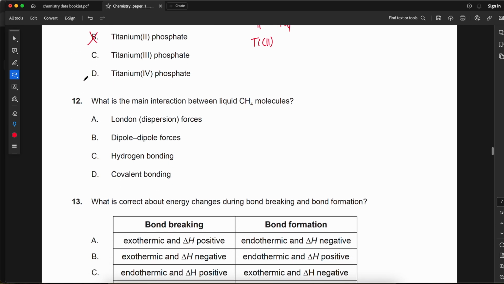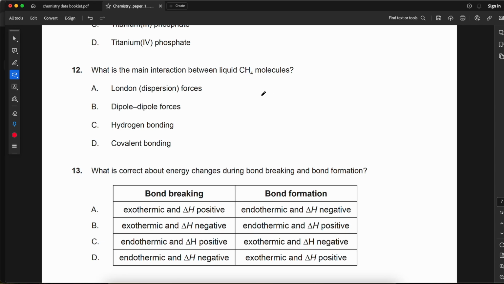What is the main interaction between liquid CH4 molecules? So CH4, the dipole moment is cancelled out, therefore it is a non-polar molecule, so it has only London dispersion forces. Unless the dipole moment is not cancelled out or it has a lone pair, that would be dipole-dipole forces. Or if there is hydrogen bonding, which is between H with nitrogen, oxygen, or fluorine, that would be hydrogen bonding.